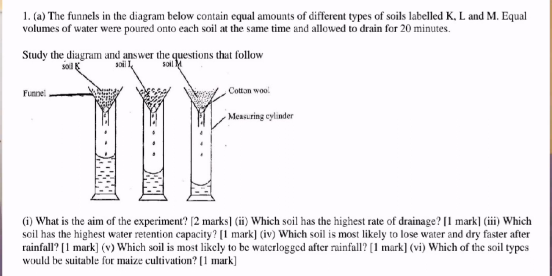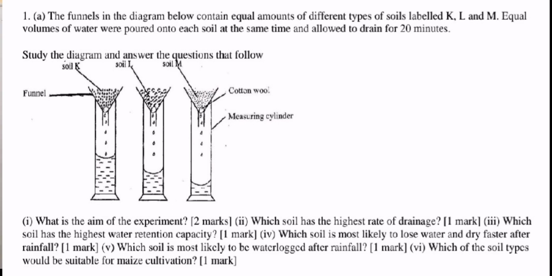So the first one, and the questions will be displayed on the screen. So let's continue. The first question says, the funnels in the diagram below contain equal amounts of different types of soil labeled K, L, and M. Equal volumes of water were poured onto each soil at the same time and allowed to drain for 20 minutes. Study the diagram and answer the questions that follow.